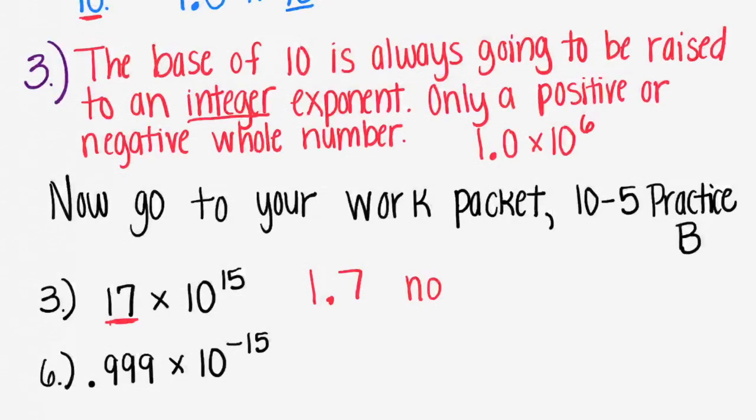Or if you look at number 6, it is written as 0.999. The reason that this is not in scientific notation is because the decimal point would actually have to be after the first 9. Remember, 0 cannot be in front of the decimal point. So this is also no, and you would have to move the decimal so that it is after the 9.